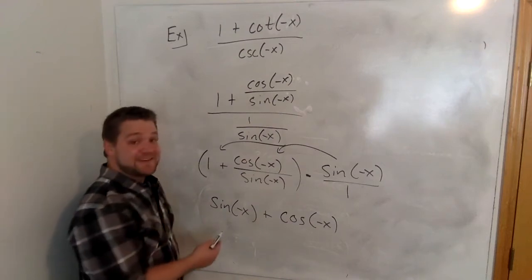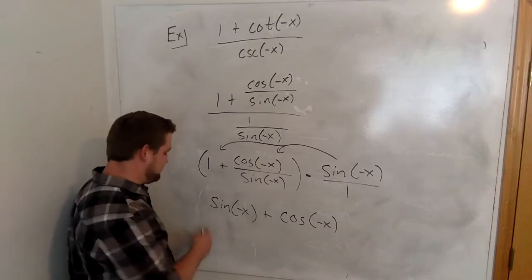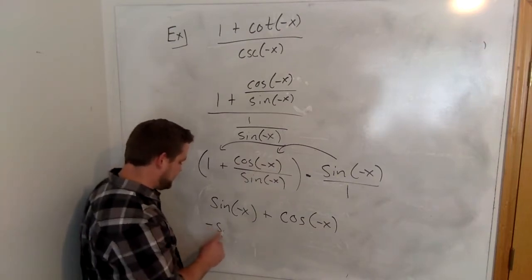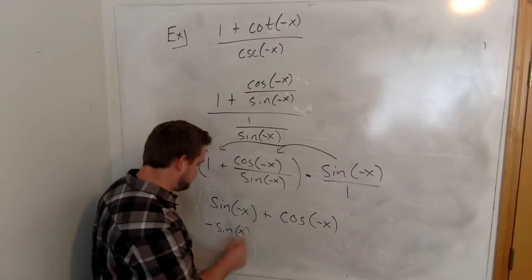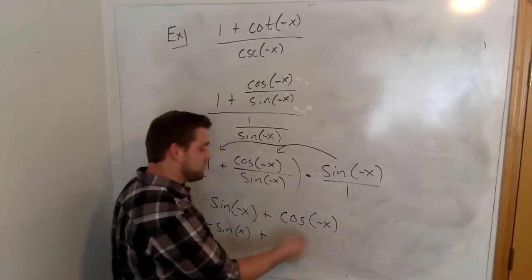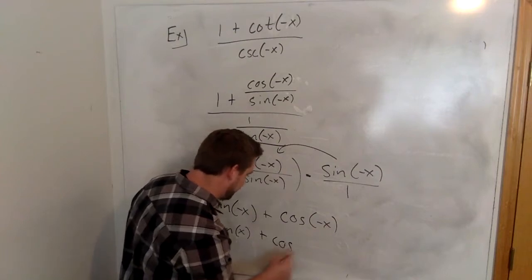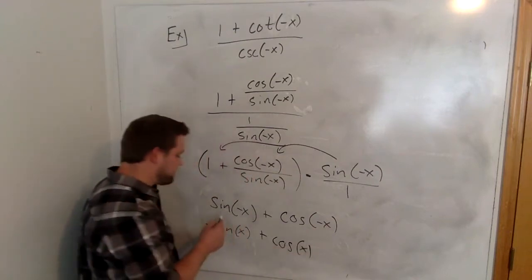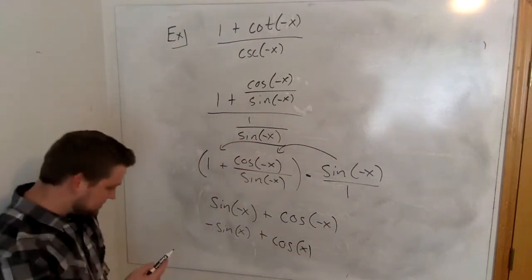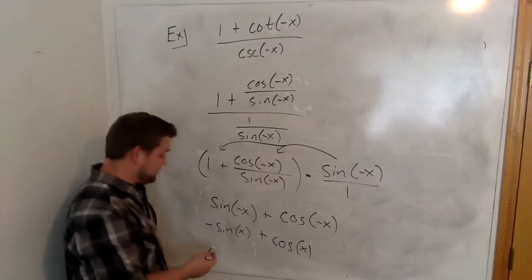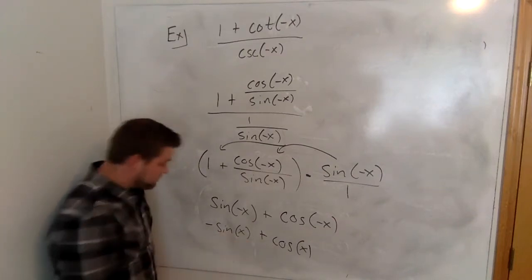Well, I hope you believe that sine is an odd function, so the negative can move out front. This is the same thing as the negative sine of x plus, well, remember that cosine is an even function, so this is just going to be cosine of x. Sine is odd, cosine is even. So this is equivalent to negative sine of x plus cosine of x.